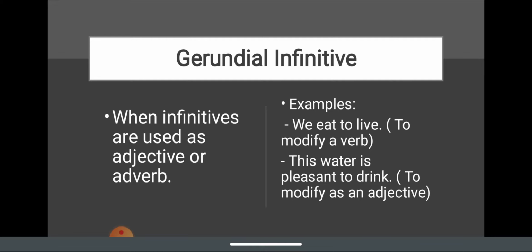This water is pleasant to drink. Here to drink modifies as an adjective. Water is useful to drink. Water is good to drink. So in the previous sentence, to live is qualifying the verb eat, and to drink is modifying as an adjective, and it is qualifying the noun water.